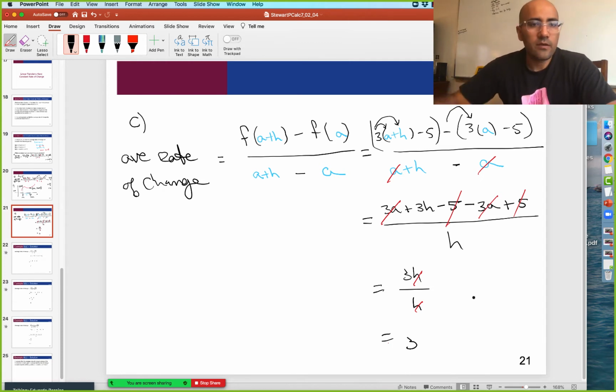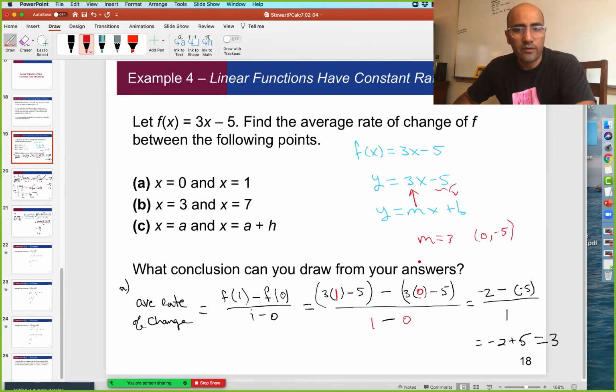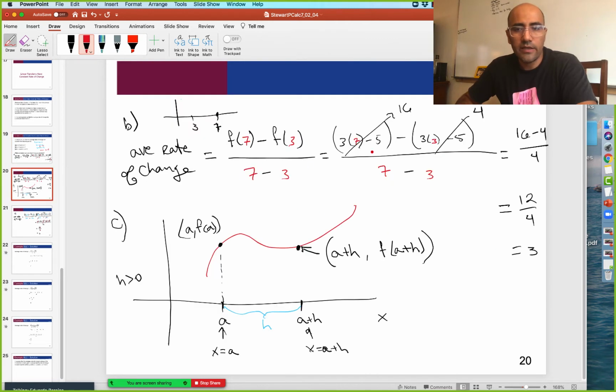Good. So no matter which average rate of change we wanted, we always got an answer of 3. And that's what we want to get away with here. So when we had this equation, 3x minus 5, we wanted to find the average rate of change when x changes from 0 to 1. We plugged it in to our equation, we did our work, and we got an answer of the average rate of change equals 3. When we wanted to find the average rate of change as x changes from 3 to 7 for this function, we plugged it all in, did our work, and we got an answer of 3.